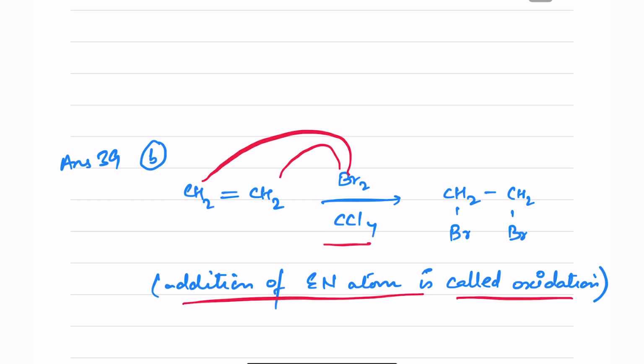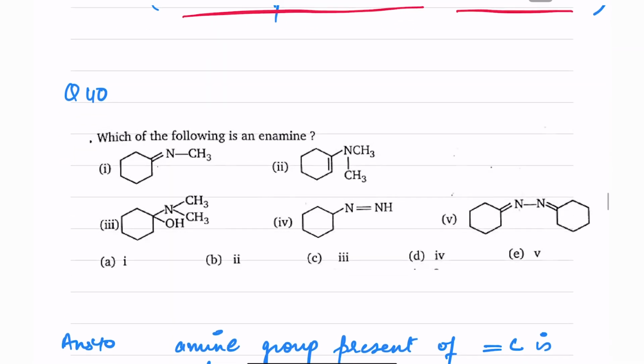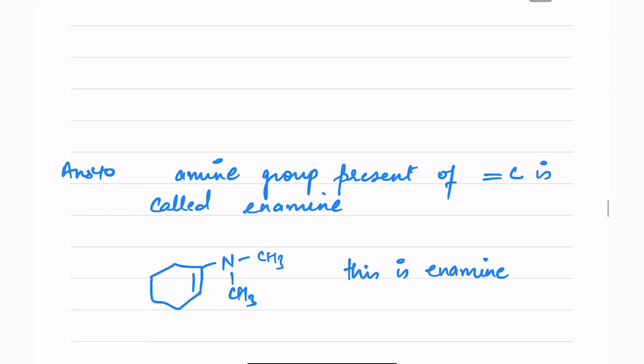Come to question number 40. In question number 40, they are asking which of the following is an enamine. First of all, you need to understand what an enamine group is. Enamine group is where you have a double bonded carbon and attached to it is your nitrogen with any type of amine, primary, secondary or tertiary. Any kind of amine can be present over there. So this kind of group is called an enamine group. Here you can have H, you can have R, you can have anything.